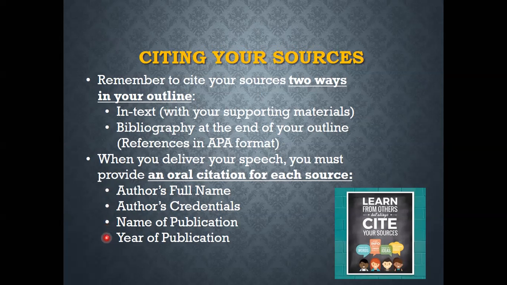Finally, if you are able to access the year of publication, you can go ahead and integrate the year of publication in your citation so your audience members know how recent the information is. By providing these 4 pieces of information, you're able to build trust within your speech, and your audience members know that you're presenting the information in an honest manner and you are avoiding plagiarism.